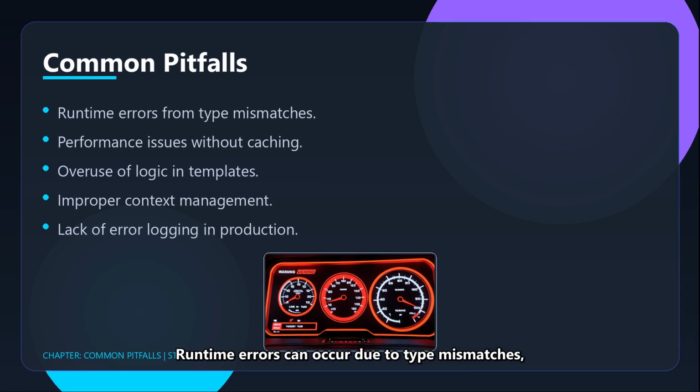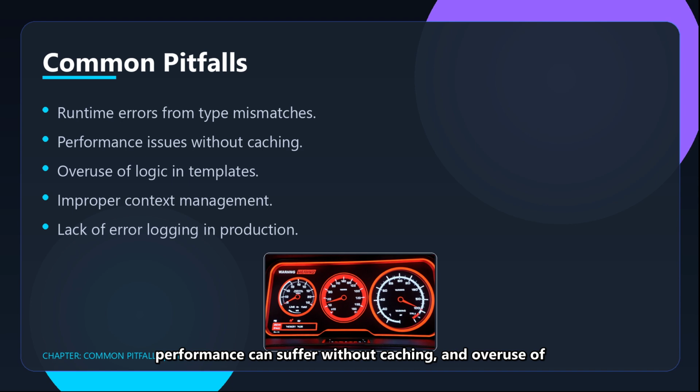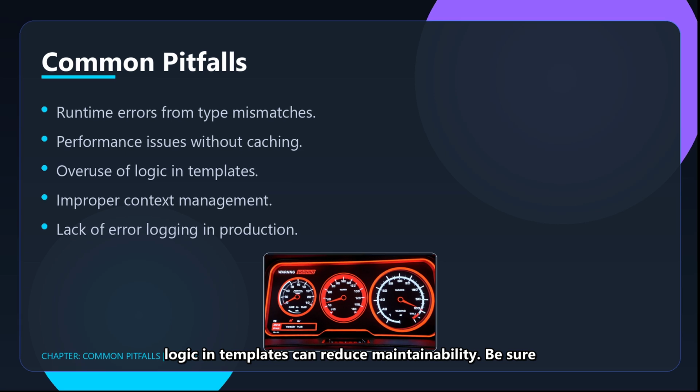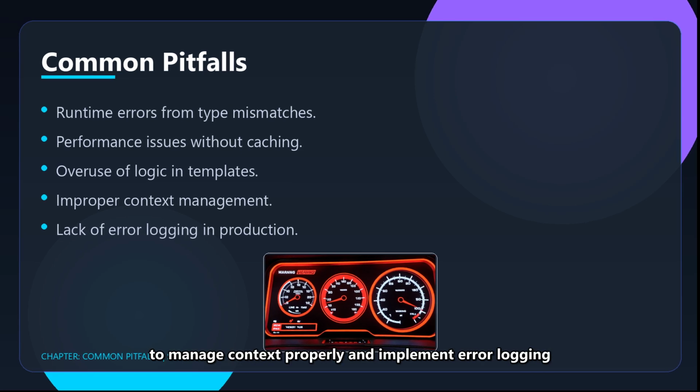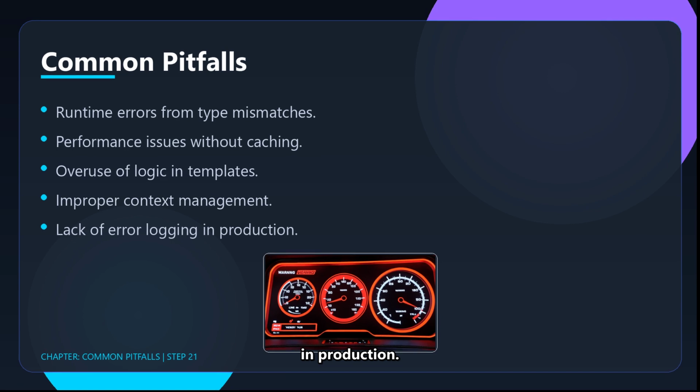Despite its strengths, Velocity has some common pitfalls. Runtime errors can occur due to type mismatches, performance can suffer without caching, and overuse of logic in templates can reduce maintainability. Be sure to manage context properly and implement error logging in production.